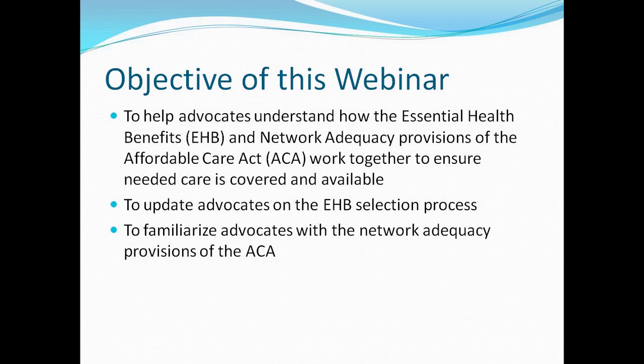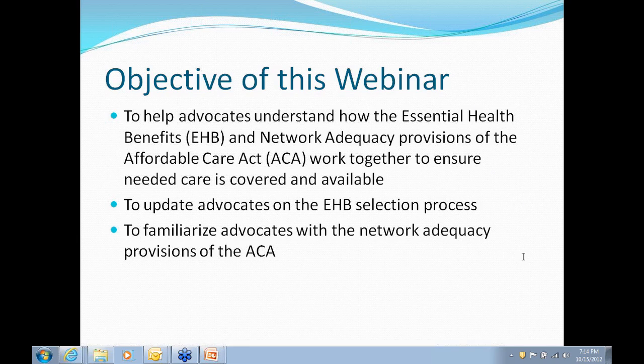For this particular webinar, we're going to focus on the essential health benefits and network adequacy provisions. Both are pieces of the Affordable Care Act that, when taken together, will really mean whether or not patients can access the care that they need, not just which services are covered, but whether or not the providers are there to make the services available. We'll be updating you on the EHB selection process because we have passed a milestone here, after September 30th.